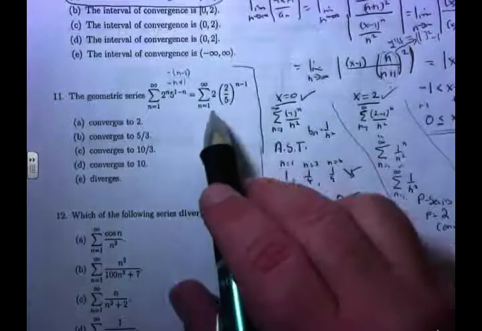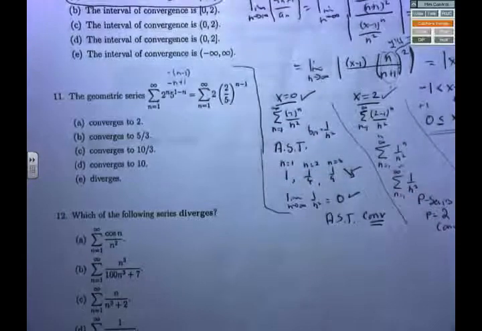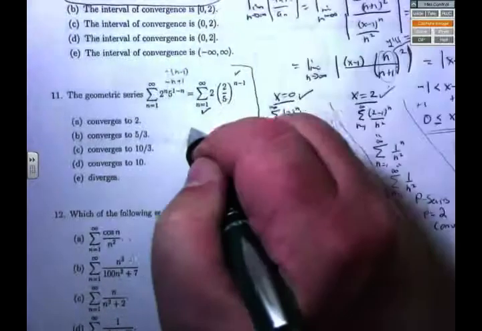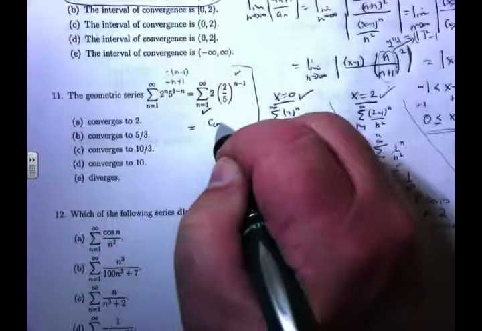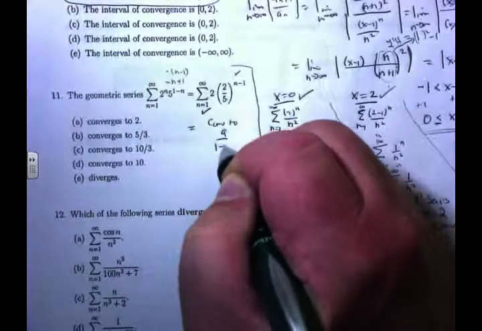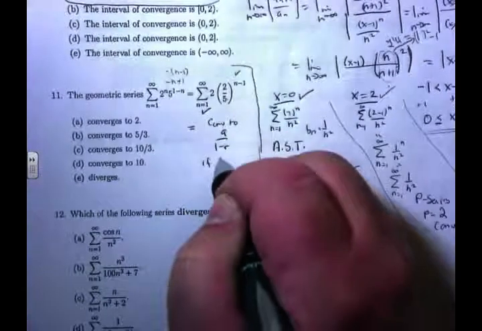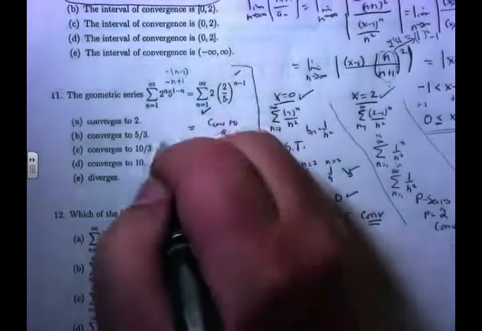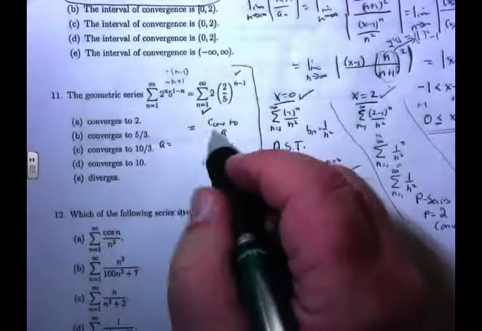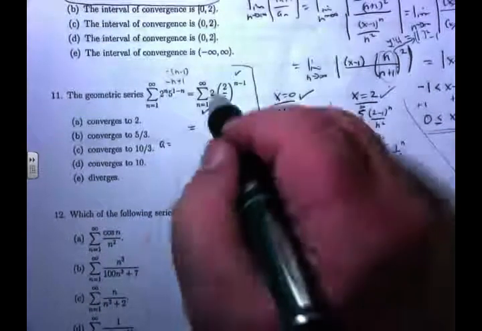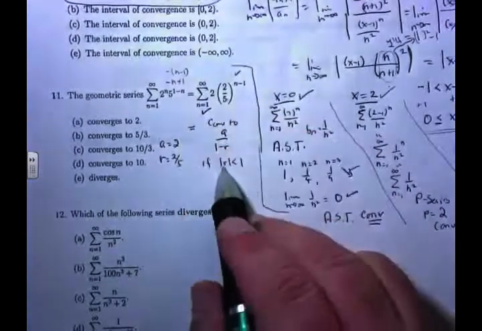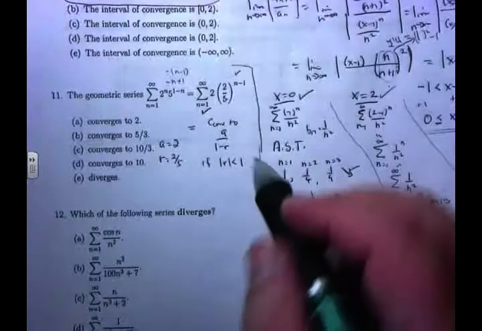You should see that. But now that they wrote it like this, this is a geometric series. Notice you start at 1, and the power is n minus 1. We know this converges to a over 1 minus r if the absolute value of r is less than 1. What is my a in this problem? What is my r? A is equal to 2. What's r equal to? 2/5. You'll notice that the 2/5 is less than 1, so it checks.